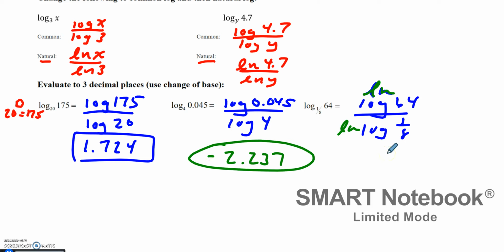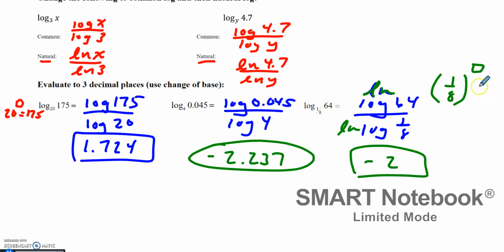And here, I got an answer of negative 2, which does make sense because if you think about this one in terms of exponents, you're thinking the base to what power is 64. So we know that 8 to the second is 64. And so if I plug in the negative second power, that would cause this to become 1 to the negative second over 8 to the negative second, which is really 8 to the second over 1 to the second, which gives me 64. So that makes sense.